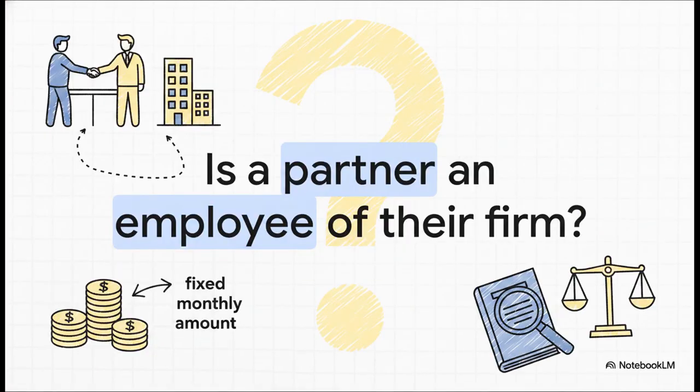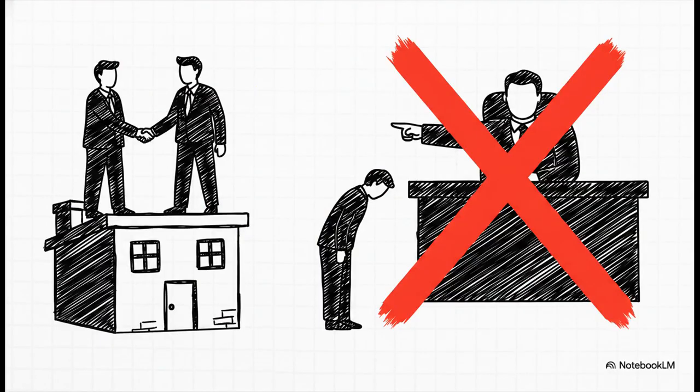Now, let's just pause for a second. I want you to consider a super common business structure, the partnership firm. Lots of working partners receive a fixed monthly amount, right? And everyone just casually calls it a salary. But legally speaking, for the strict purposes of the Income Tax Act, is a partner actually an employee of their own firm? What do you think? Well, the answer is a definitive no. And Section 15.4 explicitly clears this up.